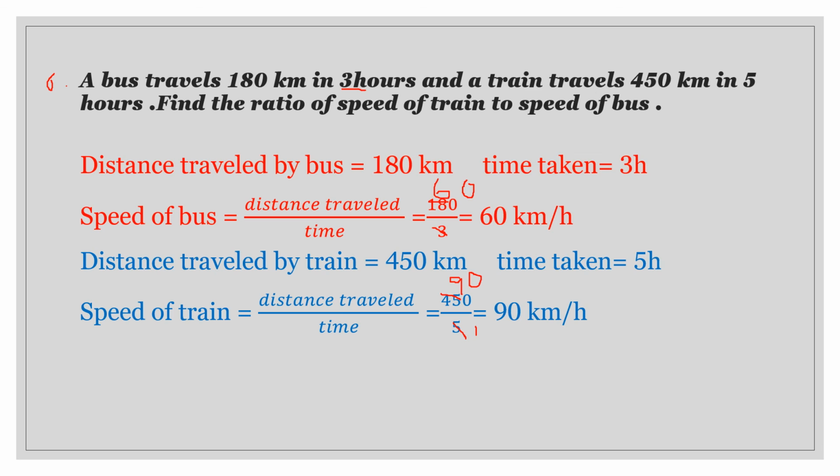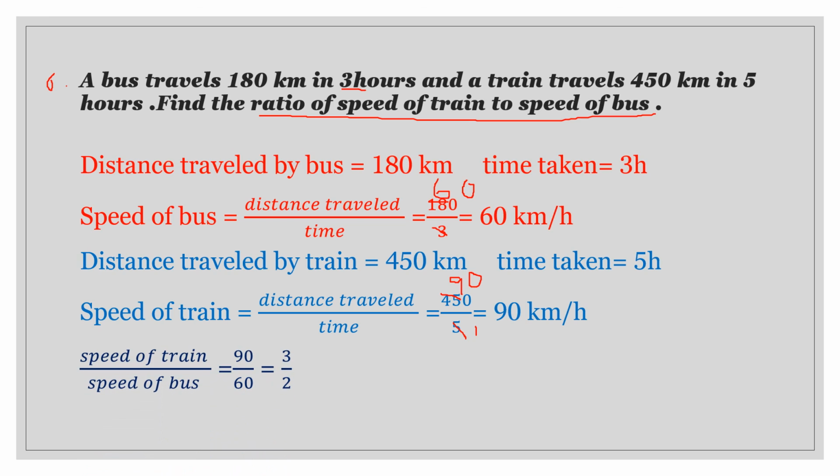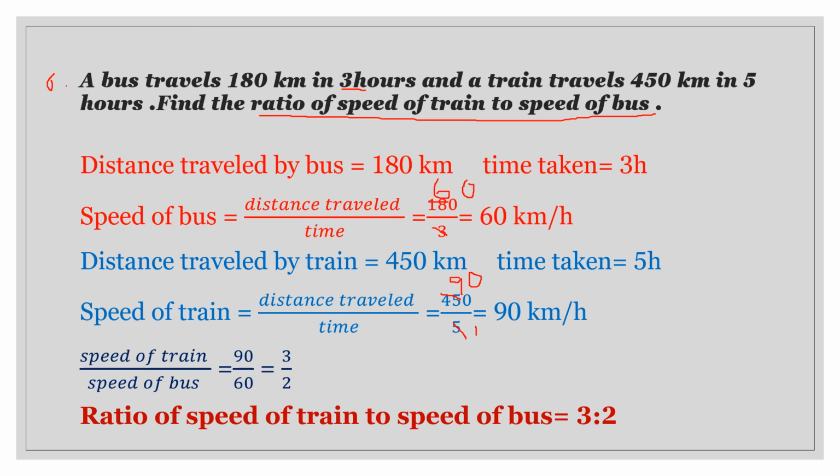Now what do I have to find? Look at the question. Find the ratio of speed of train to speed of the bus. Because speed of train is given first, you have to write speed of train by speed of bus is equal to, what is the speed of train? 90. And speed of the bus is 60. So what will your answer be? You will cancel this and write it as 3 by 2. So the answer is 3 is to 2. So the ratio of speed of train to speed of bus is 3 is to 2.